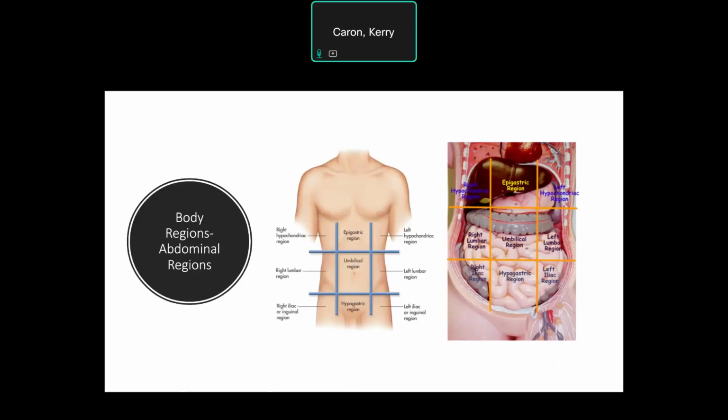The body regions, also we have abdominal regions. We have abdominal regions and we have abdominal quadrants. When we're referring to regions, we're talking about 9 regions of the abdomen. And this can get real specific to where someone is referring. So let's start in the middle. That's kind of easy with your umbilical cord, your umbilicus, your belly button in the middle, okay?